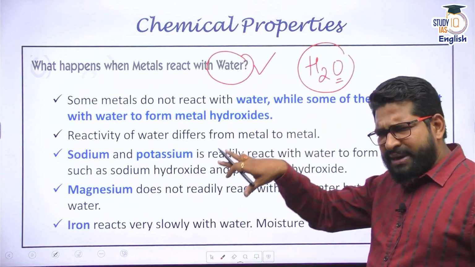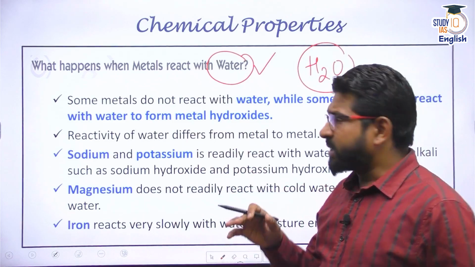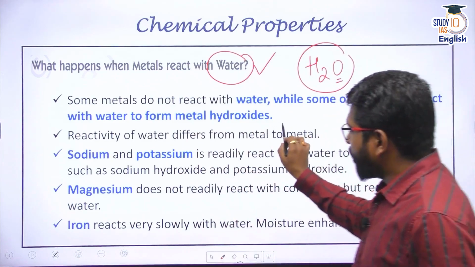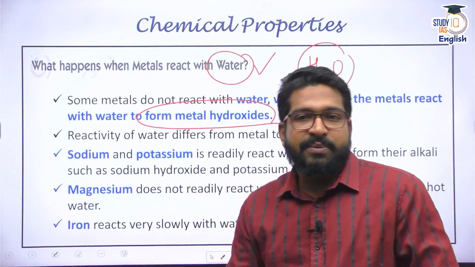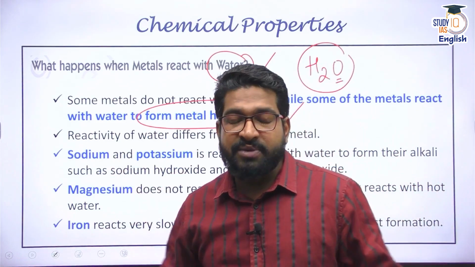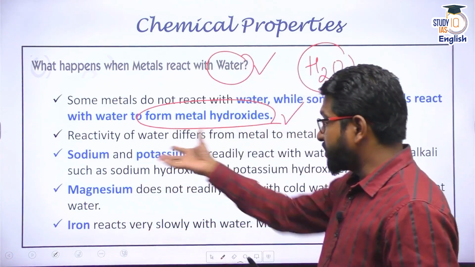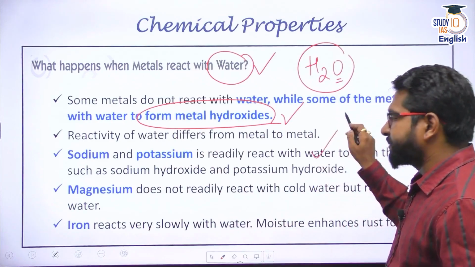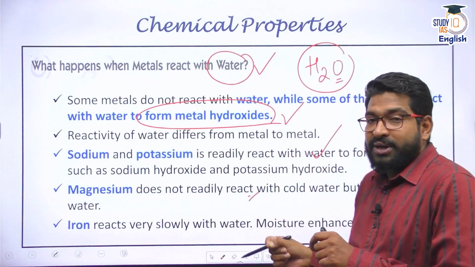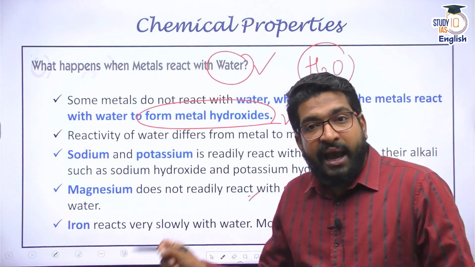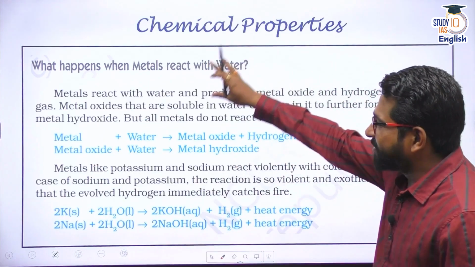So remember, some metals do not react with water. Again, classic example being gold, silver, etc. But many metals react with water to form metal hydroxide. Again, depending on the reactivity of that particular metal, some react very vigorously, releasing heat, giving some sort of precipitation. For instance, sodium, potassium, they readily react with water. Whereas magnesium does not readily react with cold water. But if you provide hot water, it reacts. Metals like iron react with water very slowly. They corrode slowly.